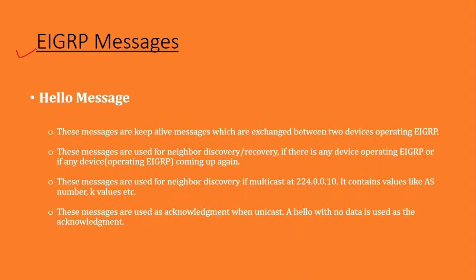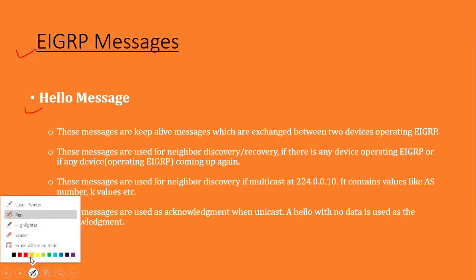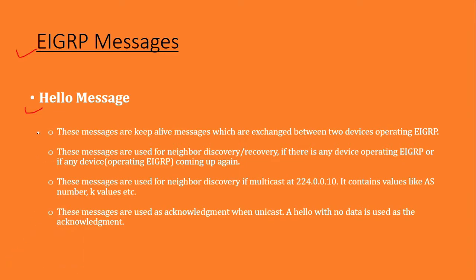Fine, to remember, let me make a small note of it. There are 5 packets. One of them is hello messages. Let me describe it in a very small manner. These are keep alive messages which are exchanged between the two devices operating EIGRP. These are used for neighbor discovery or recovery. If there is any device operating EIGRP, then it will be coming up again.